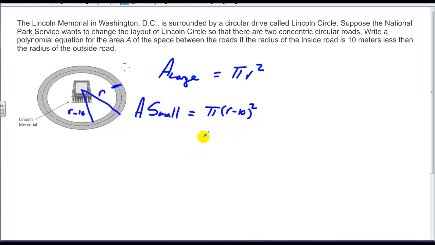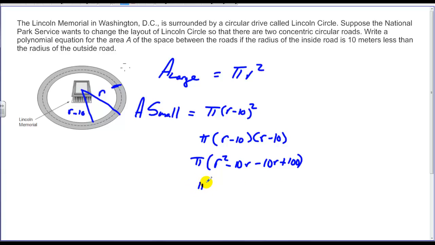And I can FOIL this term out, so this is pi r minus 10 times r minus 10, which gives me pi times r squared minus 10r minus 10r plus 100. Distribute all that through, so I've got pi r squared minus 20r. There's a pi on that as well, plus 100 pi.